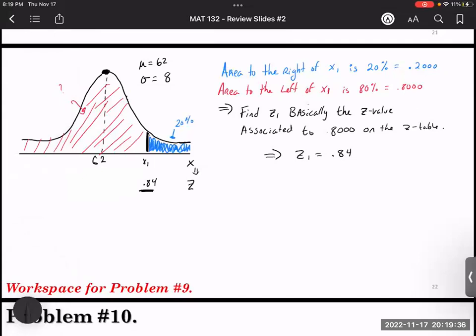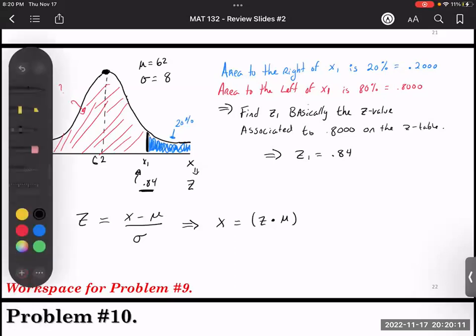Now that z1 is equal to 0.84, I can figure out the value of X. Like I said, I had to work backwards. The Z-score formula states that Z is equal to the data value X minus the mean over the standard deviation. There's a shortcut to this formula. You could always rewrite it in terms of X: X equals Z times the standard deviation plus the mean.